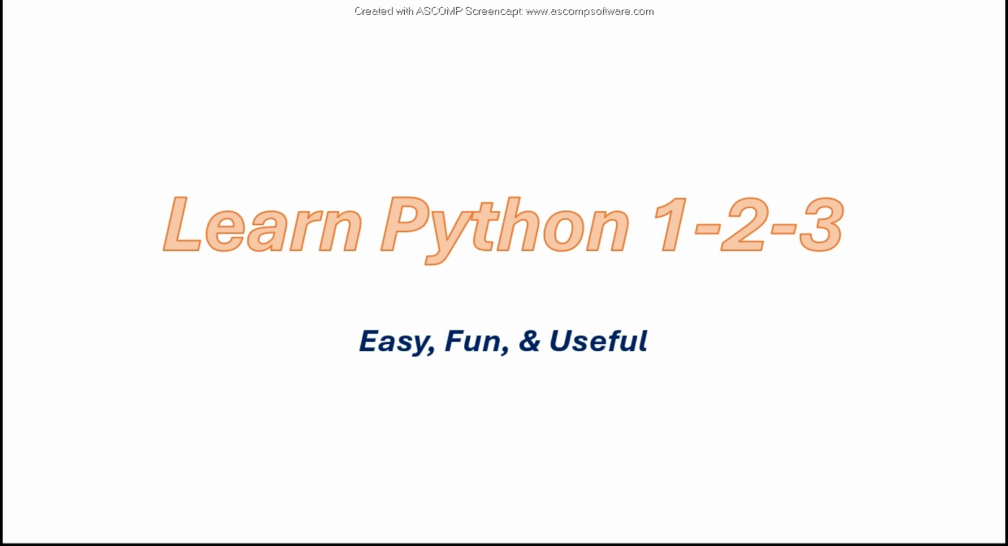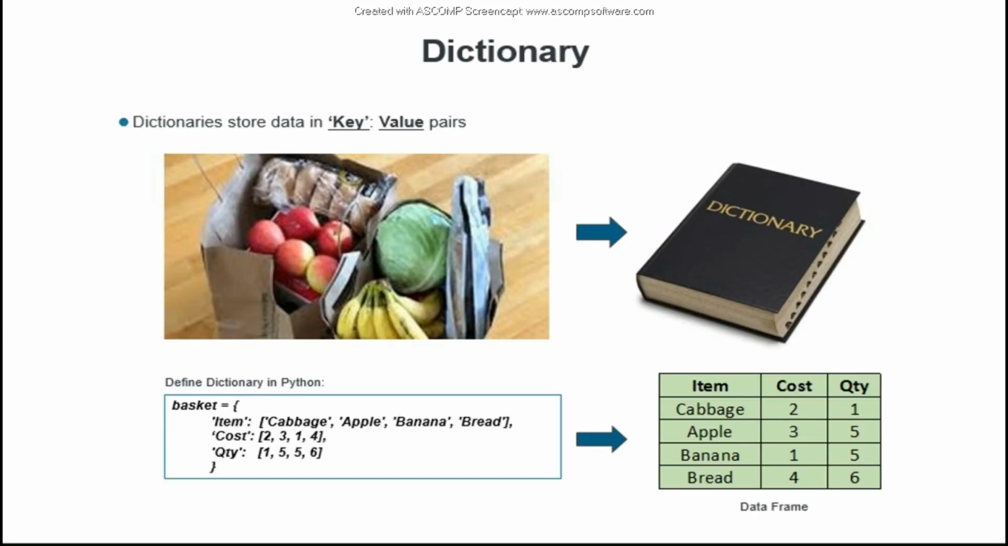Now let's continue our Python learning process 1, 2, 3. Today we're gonna work on the data frame operations and data plots. In Python, an important data structure is called dictionary. Dictionary is very powerful and popular in storing and processing the data.